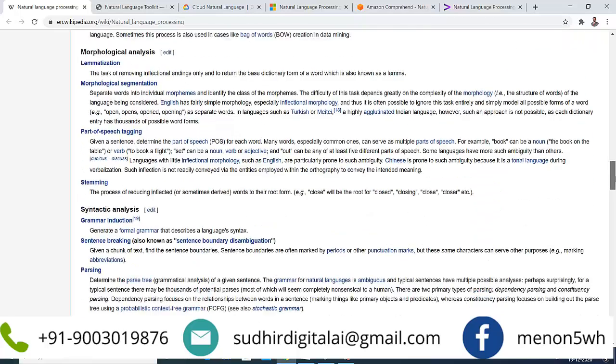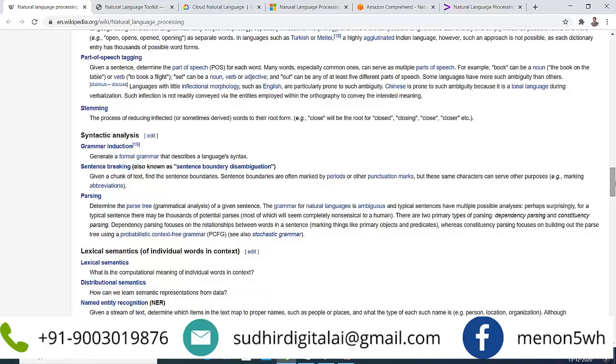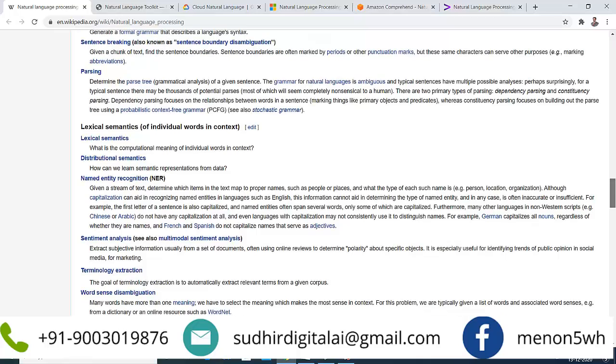So similarly, you have syntactical analysis like grammar induction, generate a formal grammar that describes the language syntax. You can break the sentence, given a chunk of text, find the sentence boundaries, then you can parse the given sentence. So all this can be done through a syntactical analysis. Similarly, you can do lexical semantics, right? What is the computational meaning of individual words in context? You can do distributional semantics. How can we learn semantic representation from data?